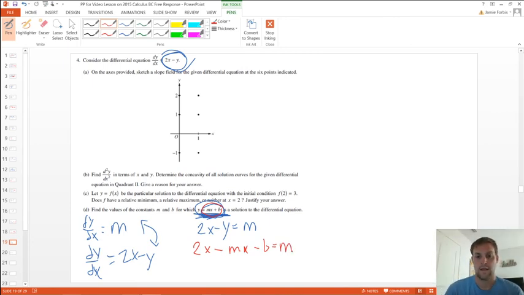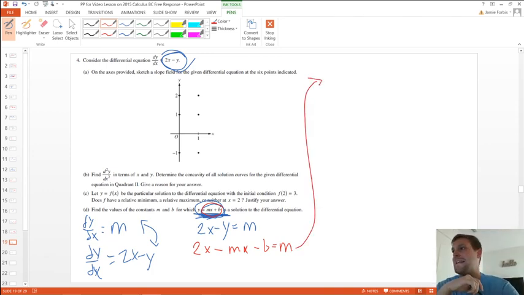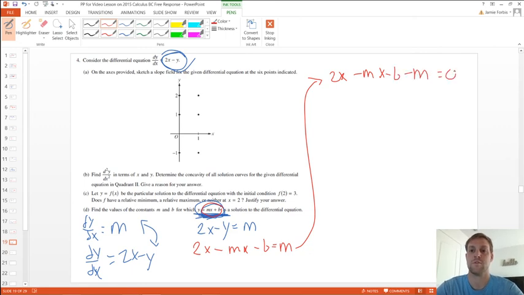Now, the way to solve this is very similar to the way of thinking we do with partial fractions. So let's go up here. I'm going to start by getting all of it by itself. So I'm going to say 2x minus mx minus b minus m equals 0.